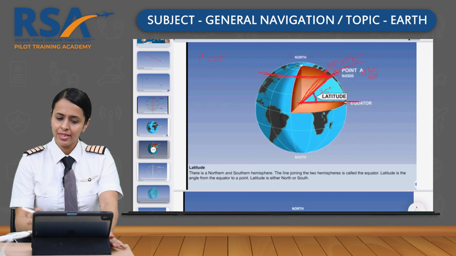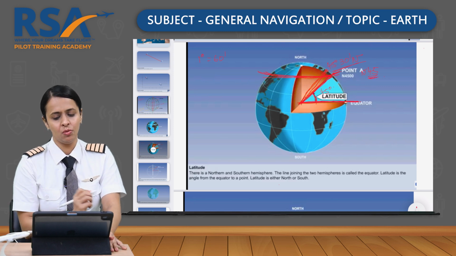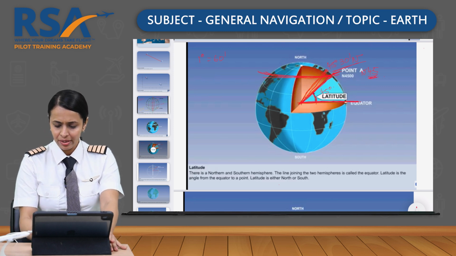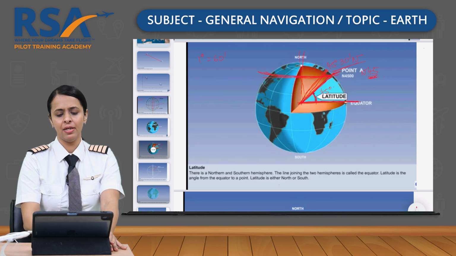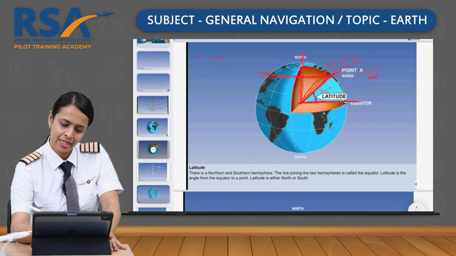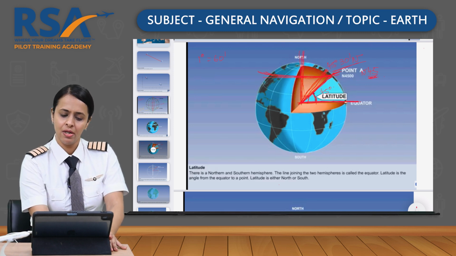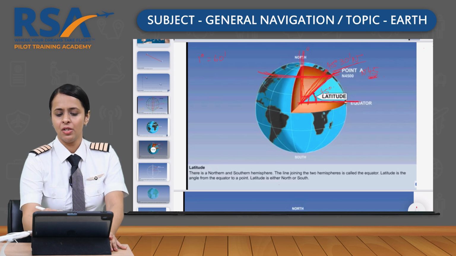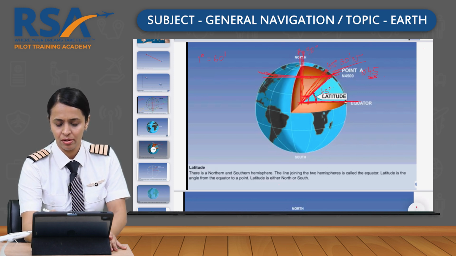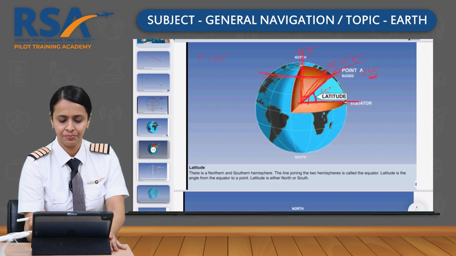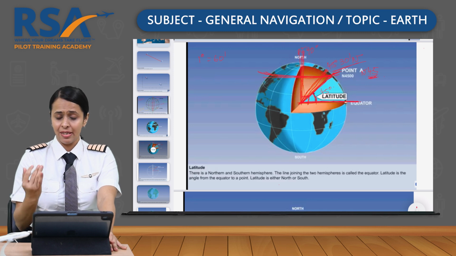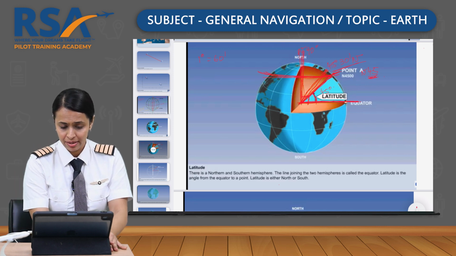Latitudes are always given as a 2-digit only. Because if you notice, what can be the maximum latitude here? This can be the maximum latitude, which is a 90-degree angle. So my maximum latitude is north, which is 90 degrees north. Similarly, this can also be in the south. So let's look at another example.